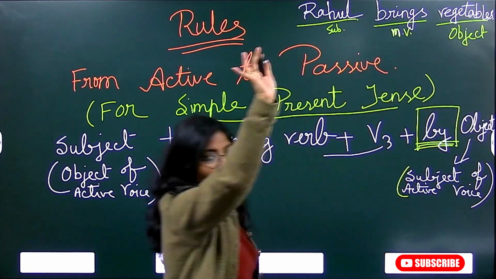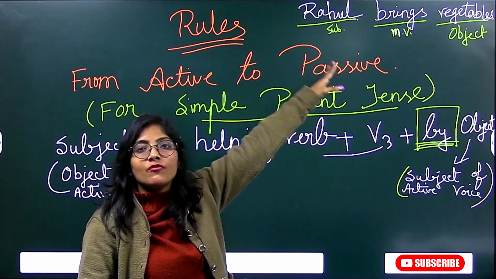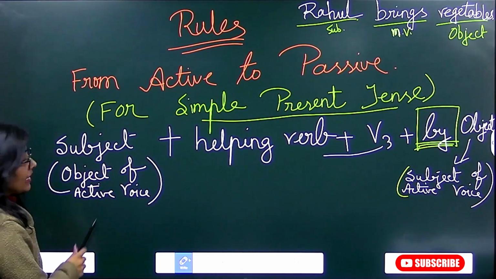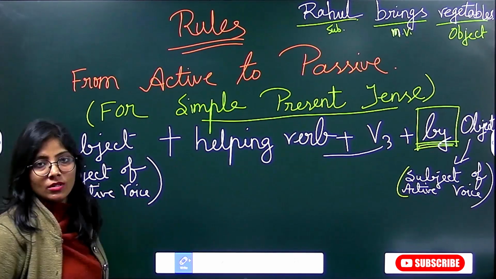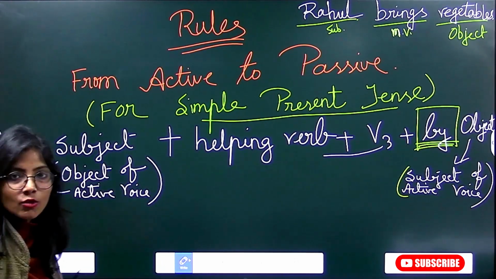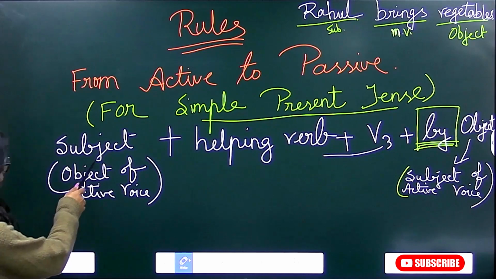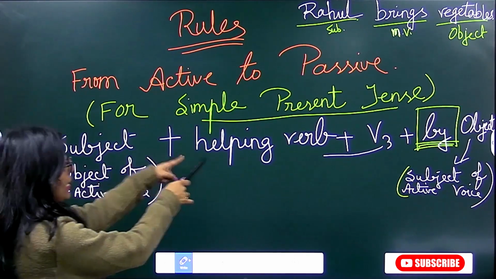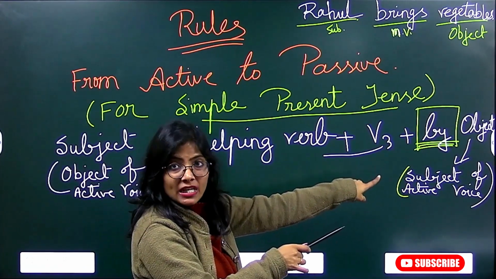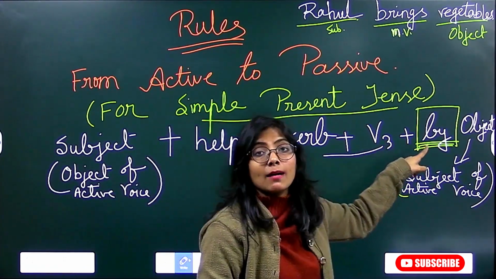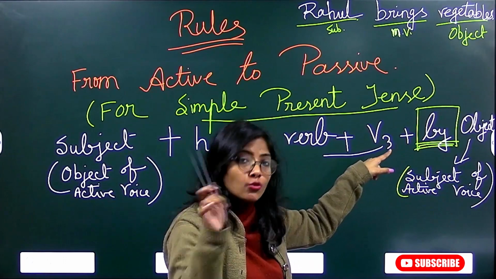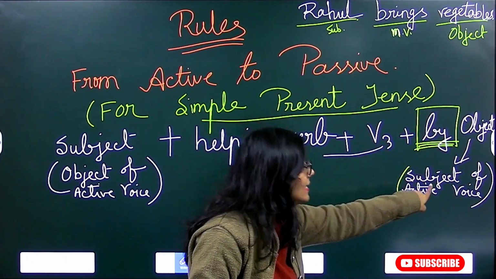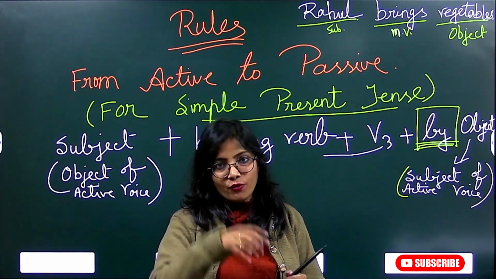Okay, now this entire sentence is in which voice? Active voice. अब हम लोग उसको change करेंगे passive में using this particular rule. So I'll just revise the rule once more. Subject जो कि है active voice का object, फिर helping verb, then V3, verb का third form, and then comes by. You have to use the word by, किसके द्वारा हो रहा है, and then comes the object of the sentence, which is again the subject of the active voice. Clear?